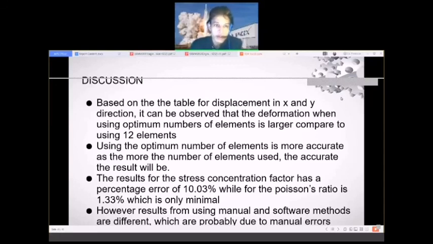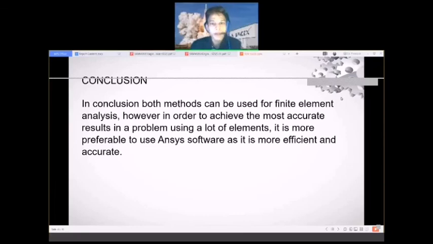In conclusion, both methods can be used for finite element analysis. However, in order to achieve the most accurate result in a problem using a lot of elements, it is preferable to use software as it is more efficient and accurate than humans. Thank you.